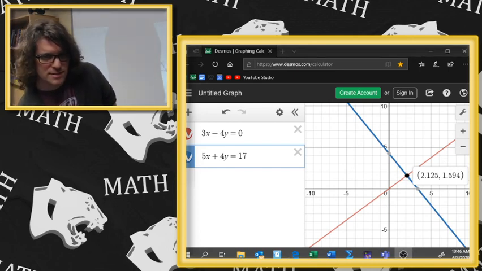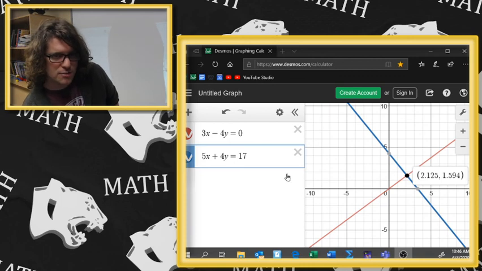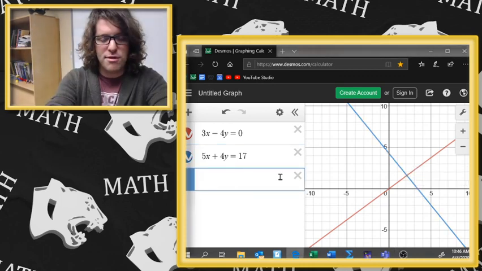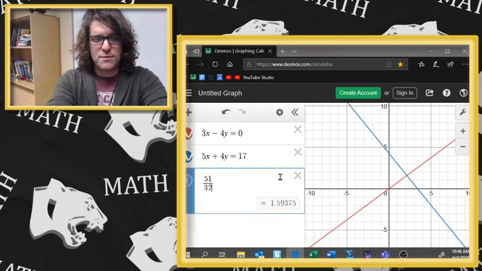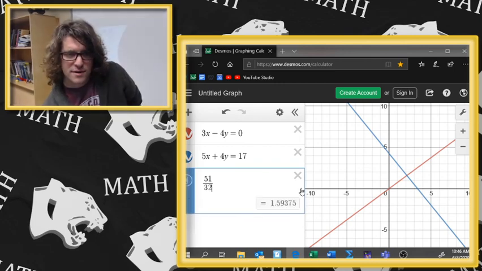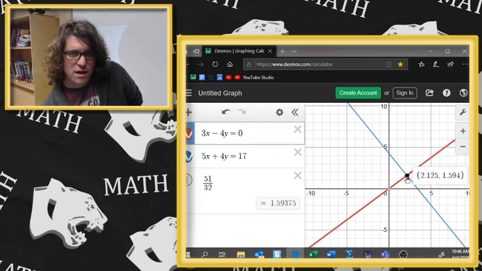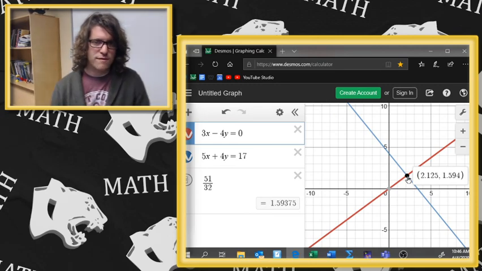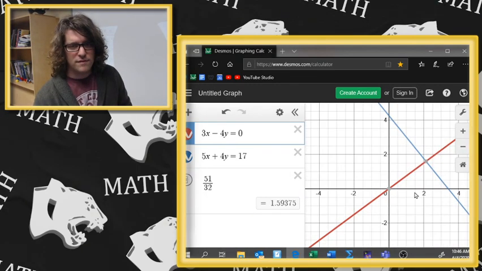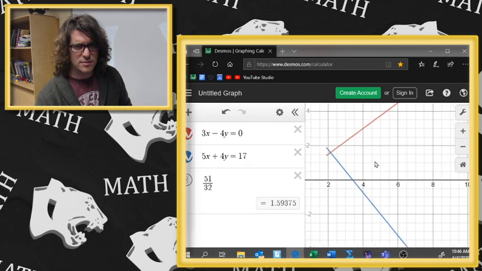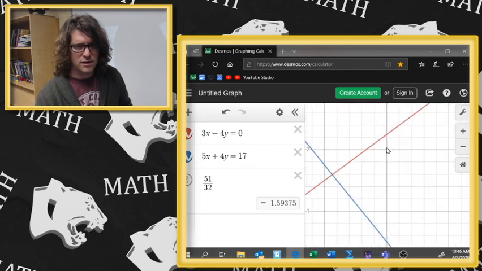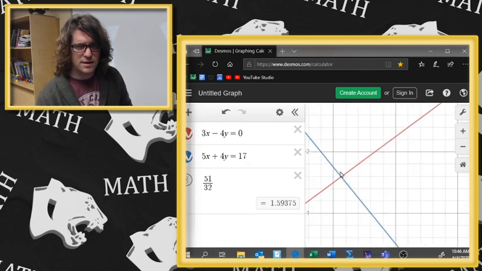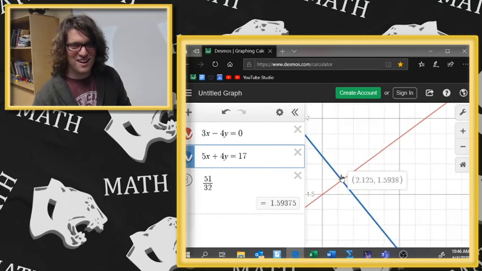I can use Desmos as a calculator too. So we're going to put in here 51 thirty-seconds. So 51 divided by 32 is 1.59, and then rounds up to a 4, so that's good. If I were to zoom in a little more here, it might give me those same decimals for the thirty-seconds. I need one more place value.